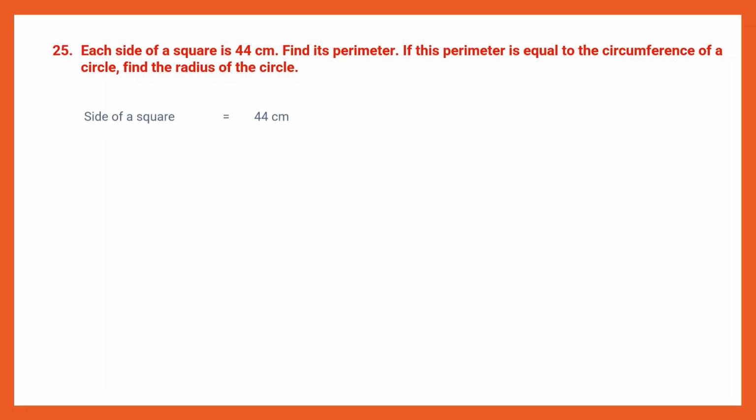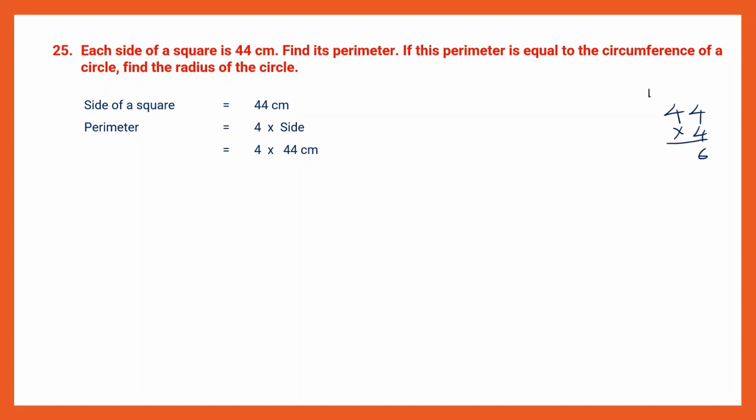So side of a square is already given to us. It's 44 centimeters. Now we have to find the perimeter using the formula 4 into side. And this will be 4 into 44 centimeters because side is 44. So 4 into 44 centimeters. Let's multiply this. So that is 44 into 4. So 4 fours are 16, carry 1. 4 fours are 16 plus 1, 17. So we've got 176 centimeters. So the perimeter is 176 centimeters.